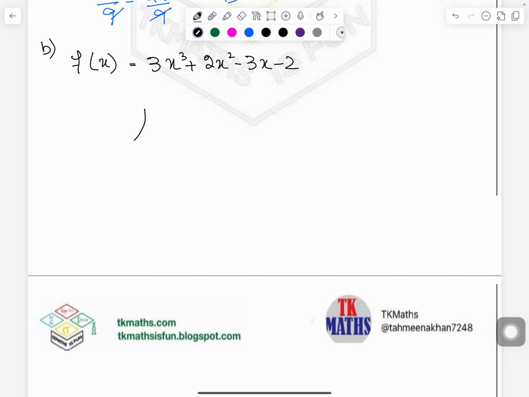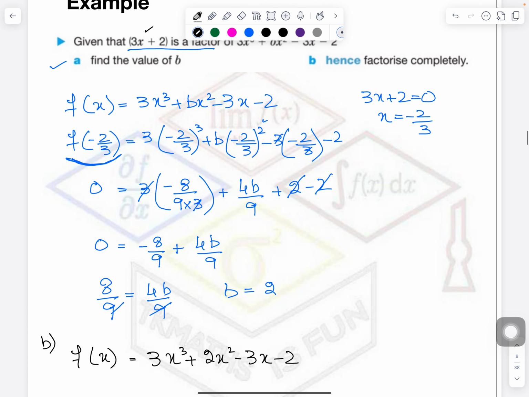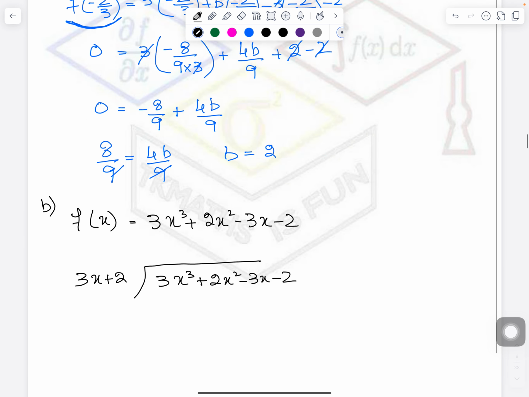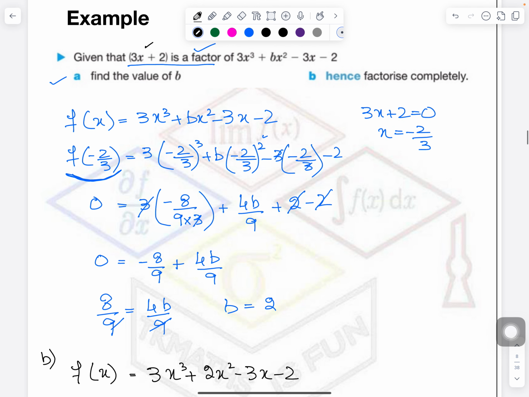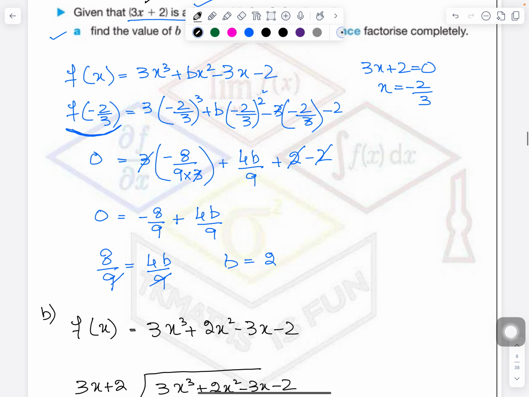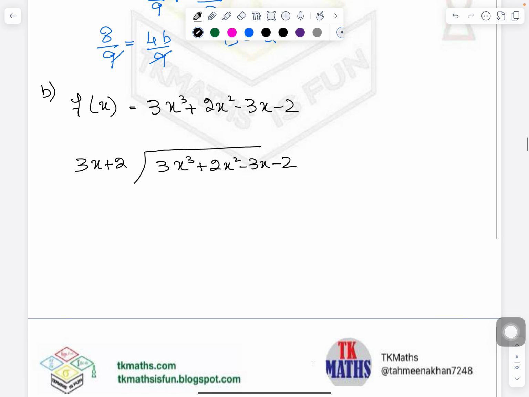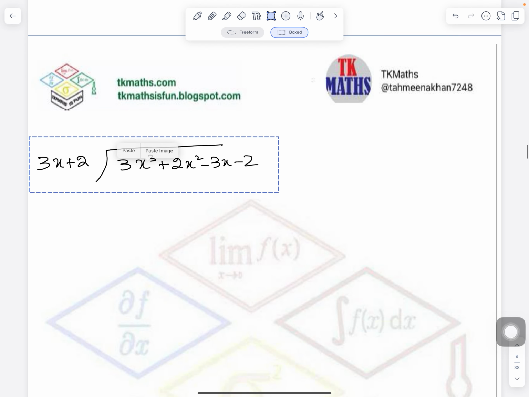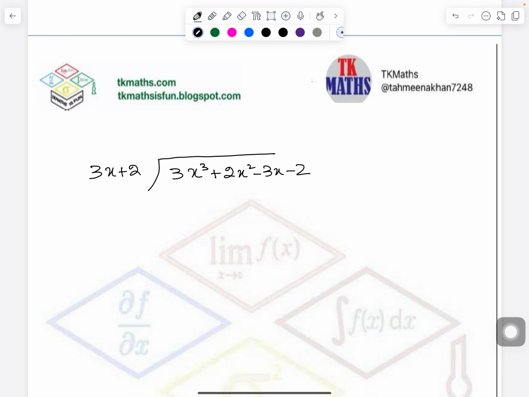So let's do it here. The linear factor was 3x plus 2. So 3x plus 2, and this is 3x cube plus 2x square minus 3x minus 2. Let's check it is correctly written so that there is no mistake. 3x cube plus bx square minus 3x minus 2. So let me take it to the next page, otherwise this space will be little to do it. So let me do it here. So now we will do long division here.